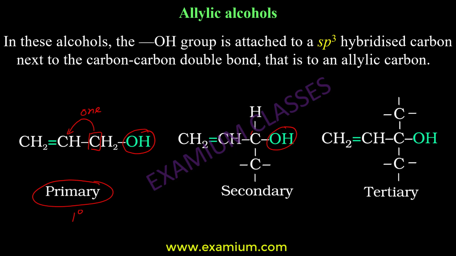The carbon which is attached to the OH group is attached to how many carbons? 1, 2. It means it is secondary. The carbon which is attached to the OH group is attached to how many other carbons? 1, 2, 3. It will be a tertiary alcohol. That's all you need to know about allylic alcohols in terms of hybridization, in terms of the double bond attached to the adjacent carbon, and in terms of primary, secondary and tertiary alcohols.